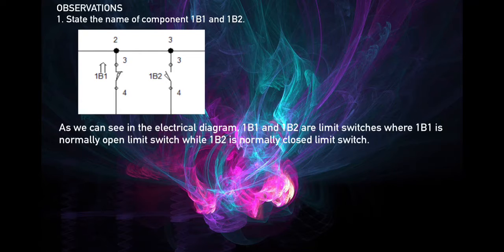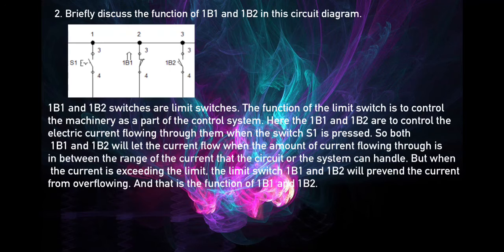Observation 1. State the names of components 1B1 and 1B2. As we can see in the electrical diagram, 1B1 and 1B2 are limit switches, where 1B1 is a normally open limit switch while 1B2 is a normally closed limit switch.